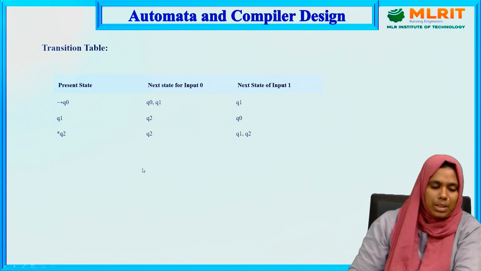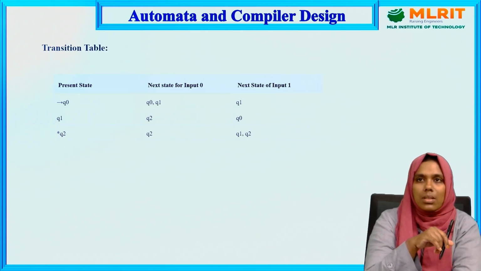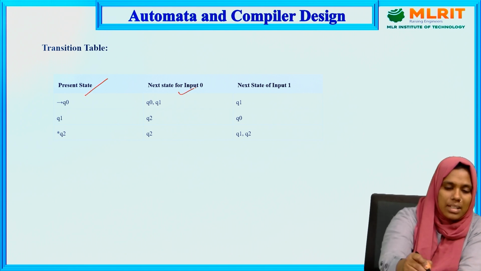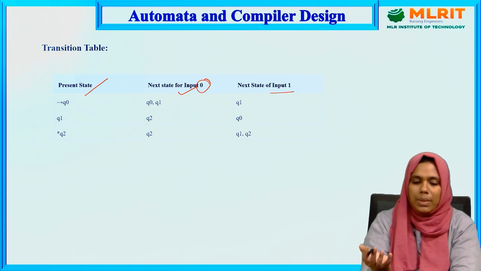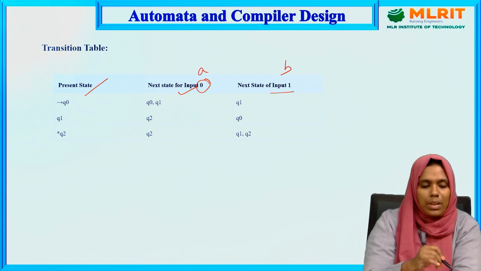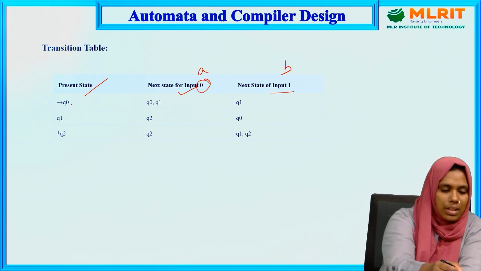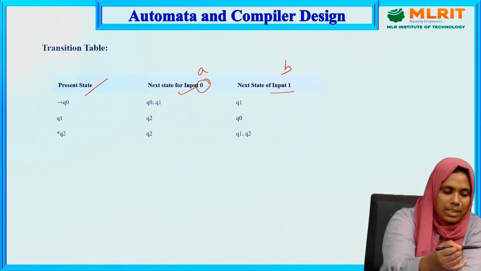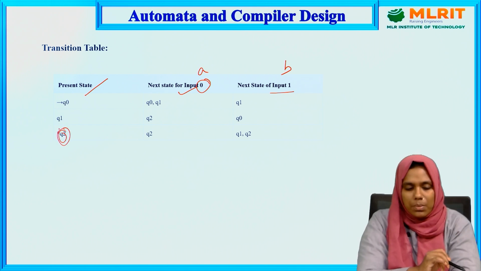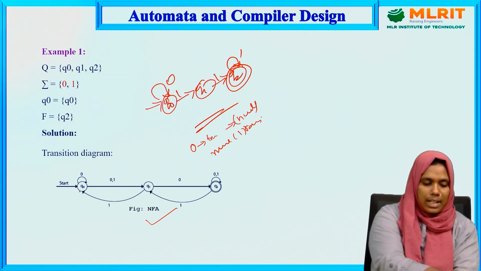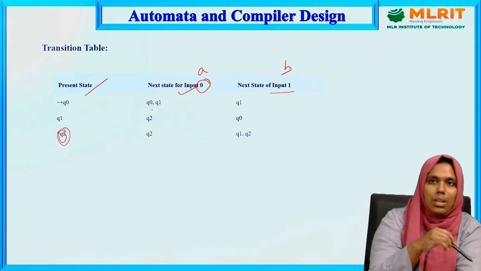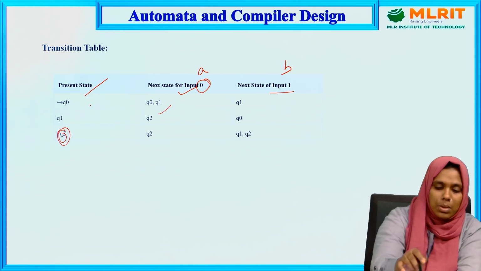Now for this diagram, the transition table. The transition table consists of the present state, the next state on input 0, and the next state on input 1. For example, if in your question the input symbols are a, b, then here you take a and here you take b. How many states are there in the given question? 3 states: Q0, Q1, Q2. Q0 is the initial state and Q2 is the final state. It can be represented with a star, or simply you can give a double circle for the final state. Now, on 0, where is Q0 going? Q0 goes to Q0 as well as to Q1. Here, Q0, Q1: you can see more than one state. In the same way, on 1, where is Q0 going?